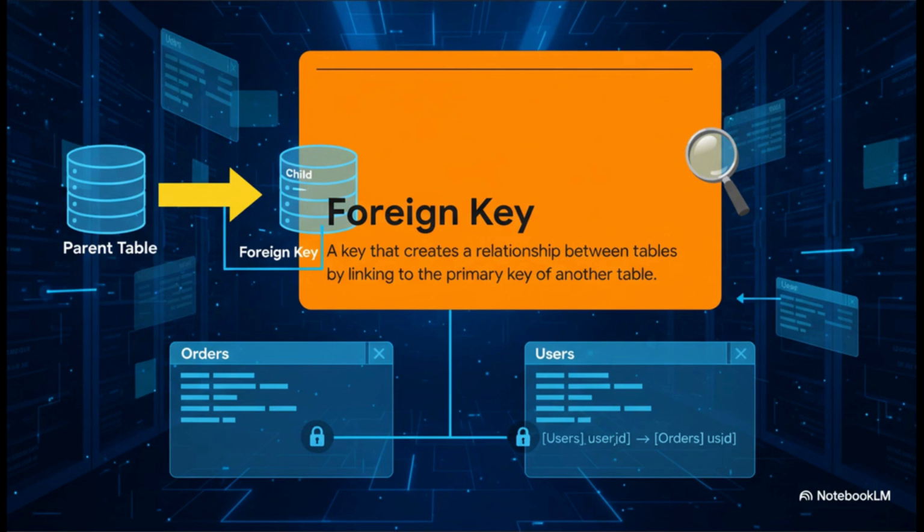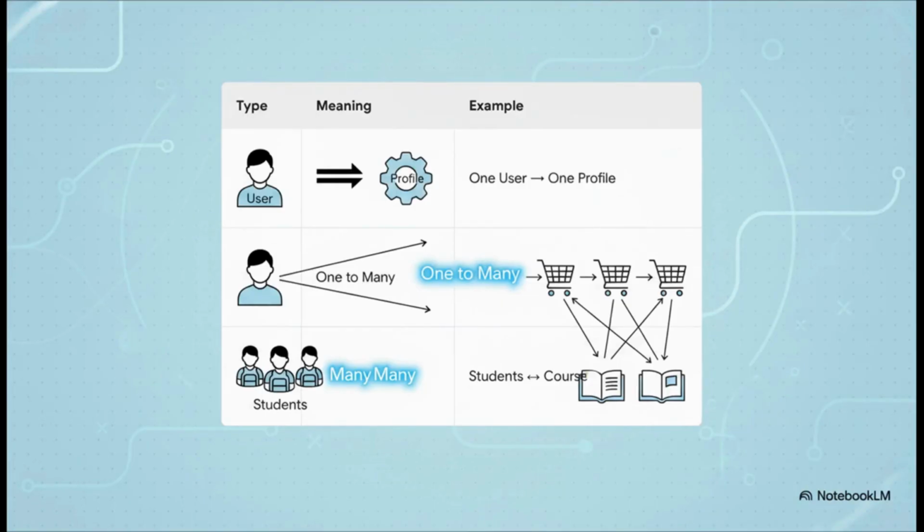The source material had this great analogy. Think of it like a family relation. A child record has to have a parent record. This is what ties your orders table back to your users table. These connections basically come in three main flavors. You have one-to-one, like one user has exactly one profile. Then there's the most common, one-to-many, where one user can have lots of different orders. And finally, many-to-many, where many students can enroll in many courses.